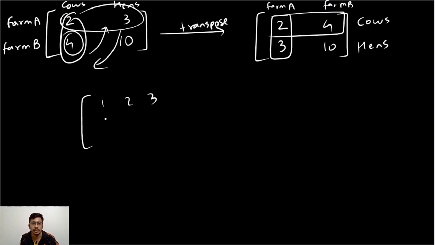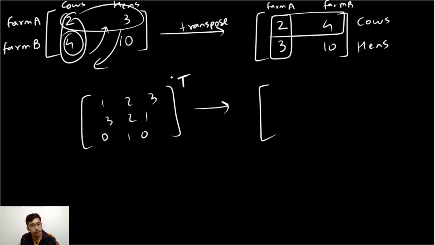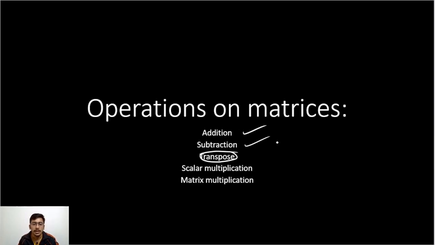Let's say we have 1, 2, 3, 3, 2, 1, 0, 1, 0. And if I have to transpose this matrix, then the operation we use is we say T. So the transpose of this matrix is equal to 1, 2, 3. The first row became the first column. The second row becomes the second column, 3, 2, 1, followed by the third row becoming the third column, 0, 1, 0. So that is how you transpose a matrix. Okay, so let me clear it out. I hope it's clear. It's all very easy. So that's how we are done with transpose also.